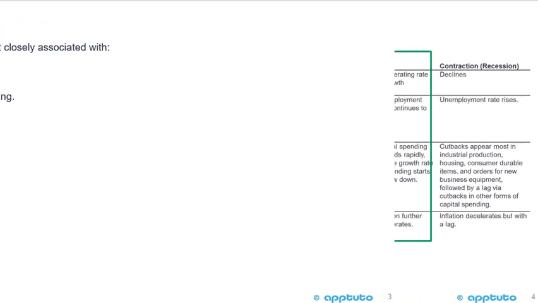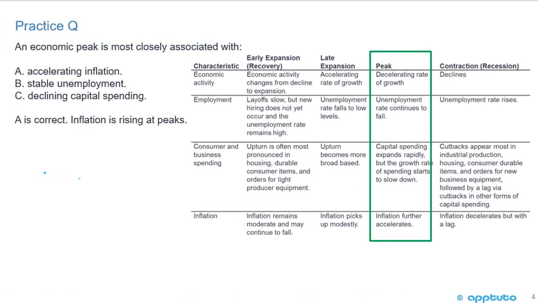So a little practice question, which is so typical of what we could see on the test. An economic peak is most closely associated with A, accelerating inflation, B, stable unemployment, or C, declining capital spending. So excellent little practice question showing you the importance of memorizing these types of tables where they've got the phases of the business cycle and then the characteristics, employment, consumer and business spending, and inflation. And then you're being asked a question with regards to an economic peak. So that's one of the phases here. And it's most closely associated with what? Accelerating inflation, stable unemployment, or declining capital spending.